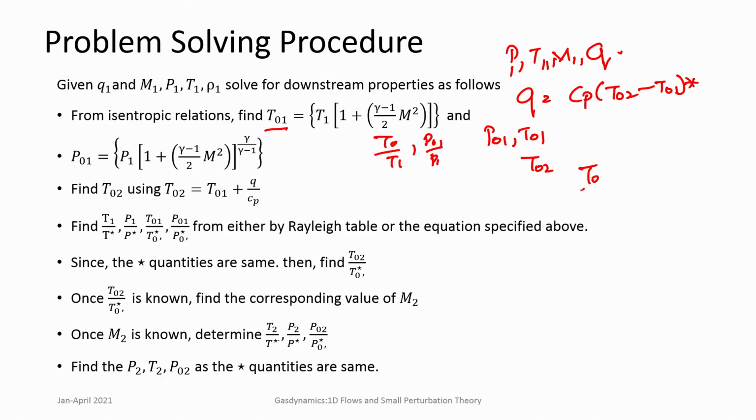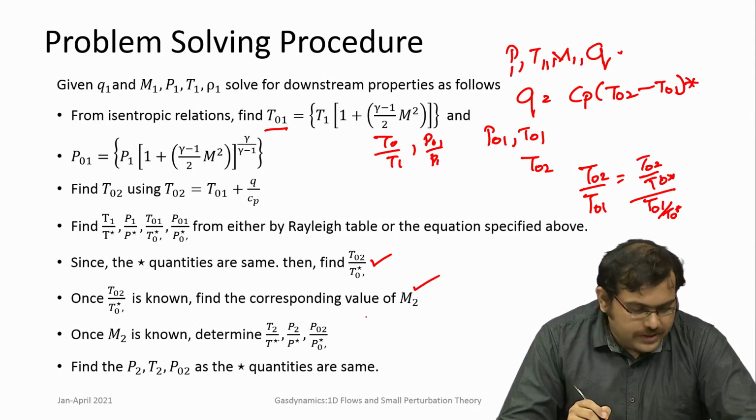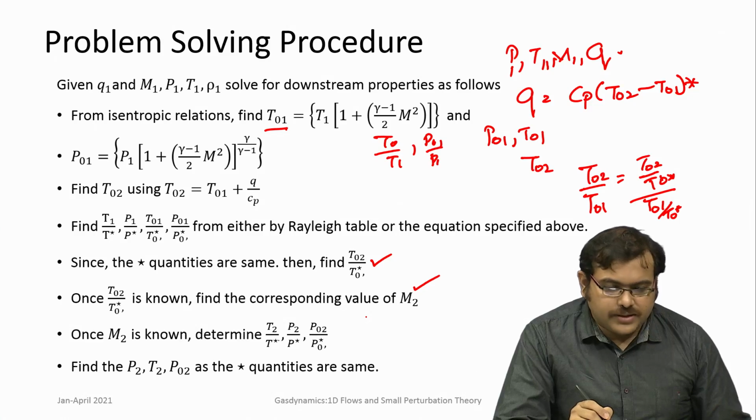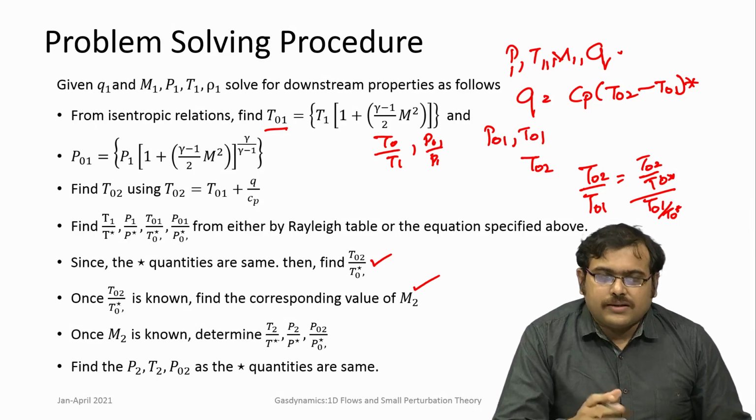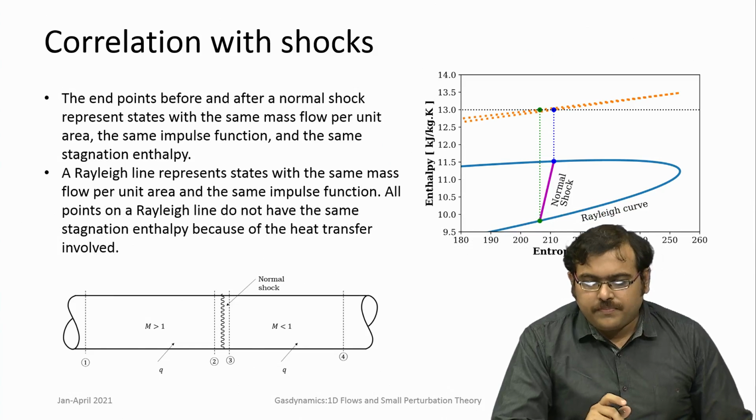Then T02 by T01 can be expressed as T02 by T0 star divided by T01 by T0 star, and once we are able to find T02 by T0 star, we can use tables or calculators to find the value of M2. So, once M2 is known, all other quantities can be determined. That is the algorithm, or the recipe, to solve these problems.